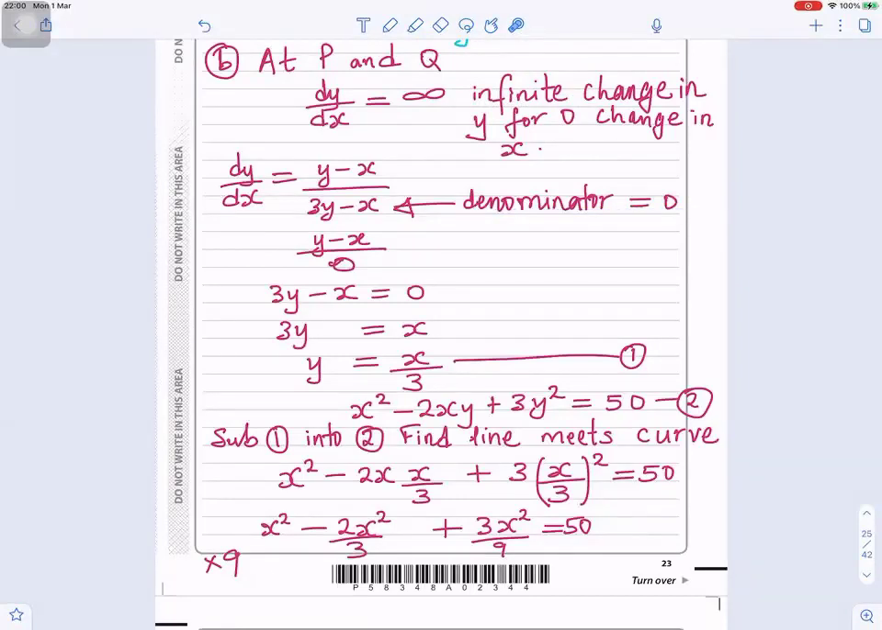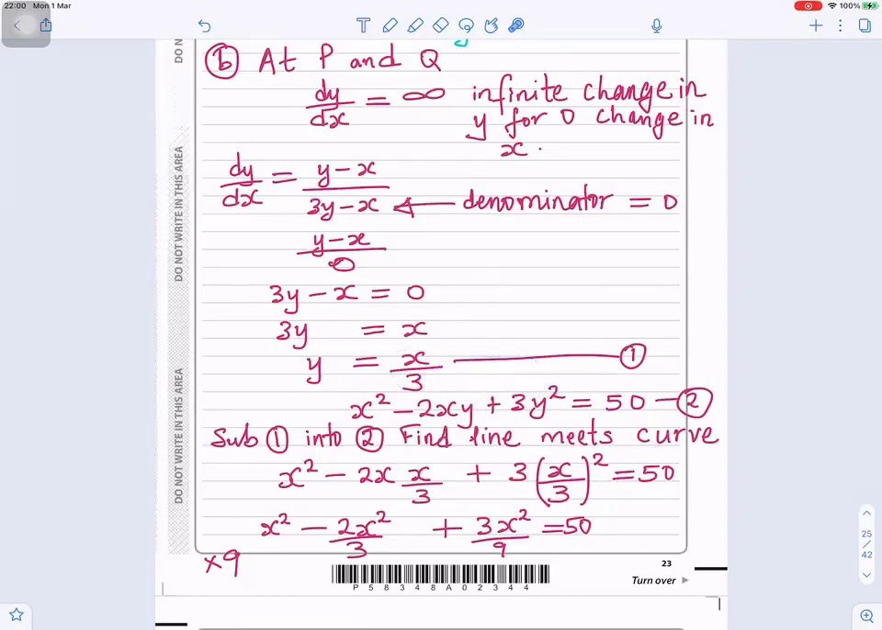So we want 3y minus x to be equal to 0. So 3y is equal to x. You take x to the right hand side, and y is x over 3. That's your equation 1. And this is equation 2. So we want to substitute equation 1 into 2 and find where the line meets the curve. So we replace y with x over 3. So we get this expression.